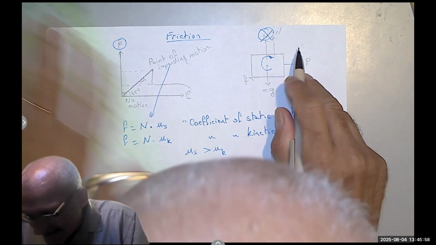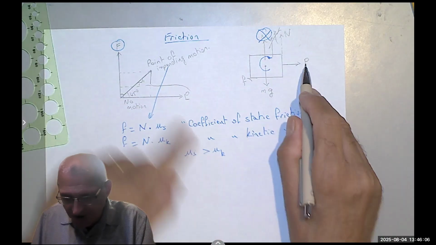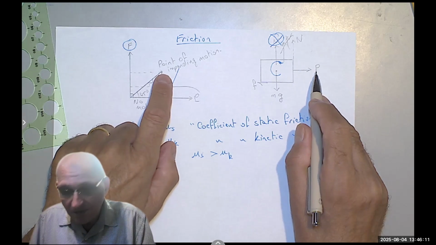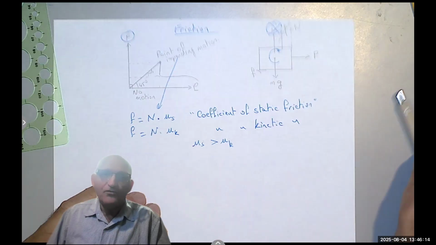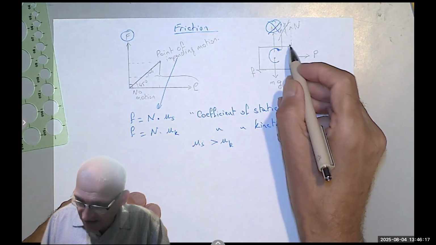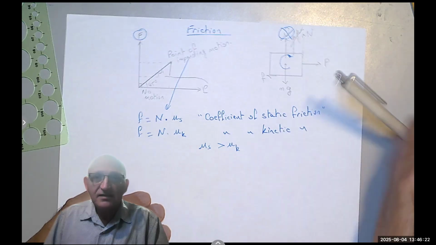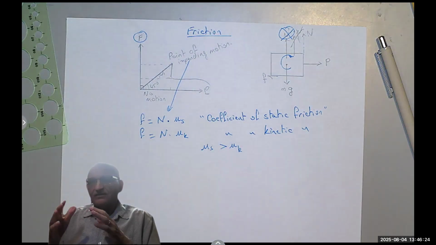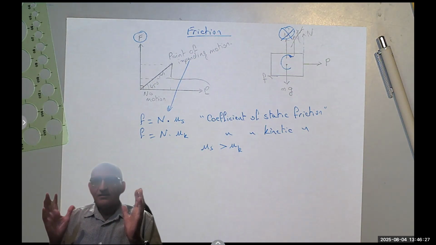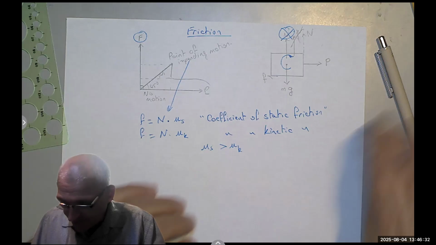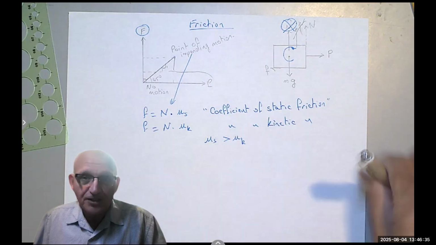If N reaches the edge before P reaches the point of impending motion, then this thing will tip over. Otherwise, if it reaches the maximum force here, then this thing would slide. And we may see an example later where we decide whether the box will slide or tip over. We'll see that. But for now, this is the whole story.